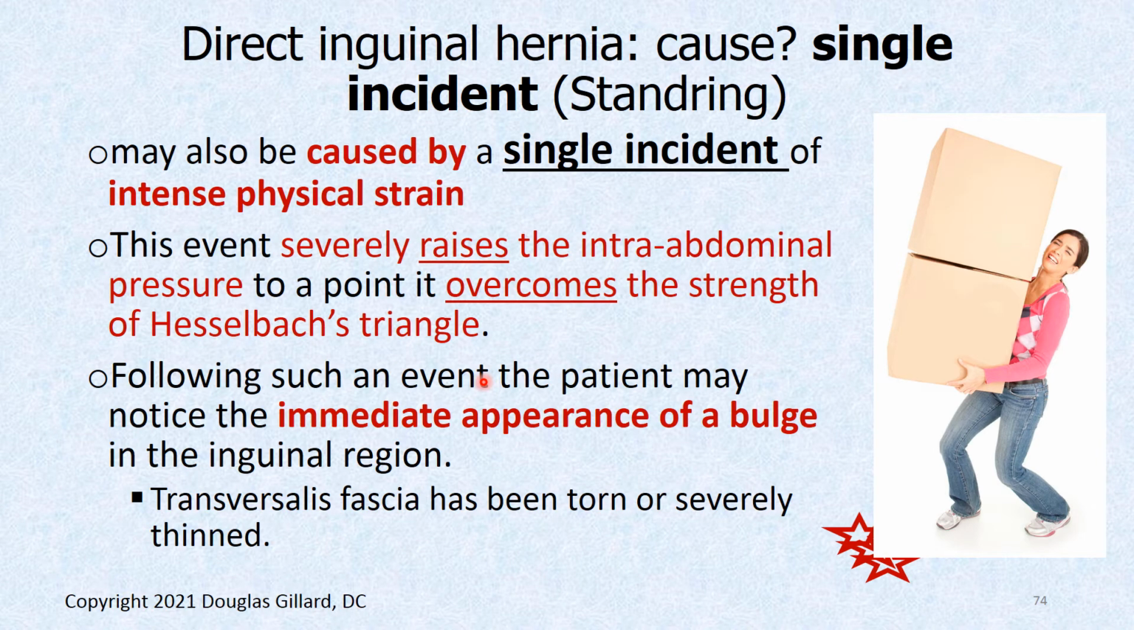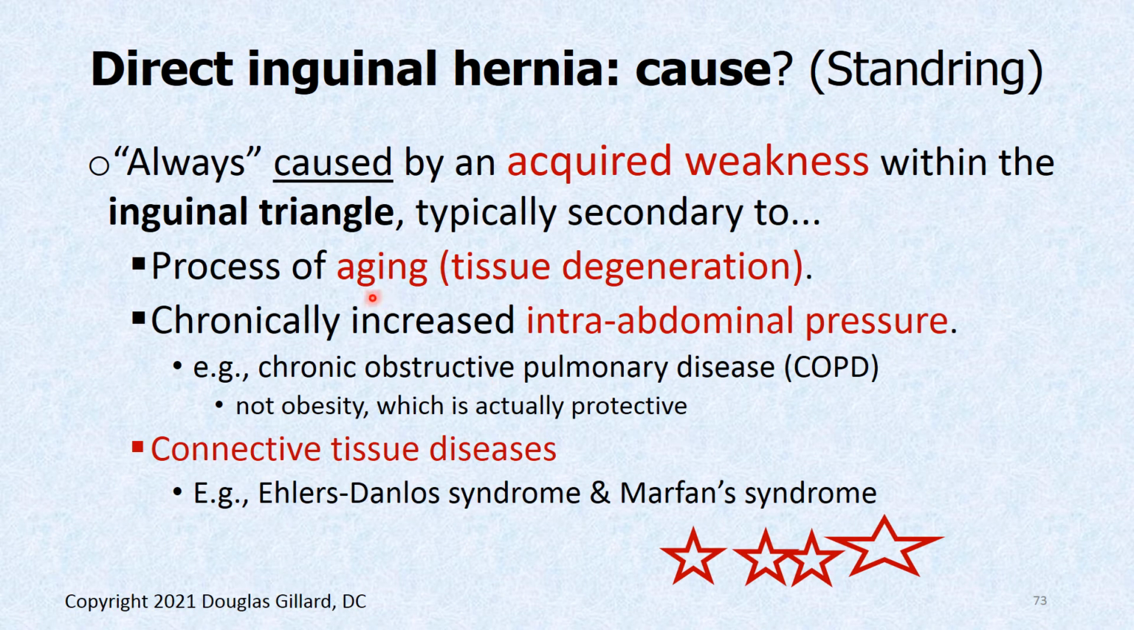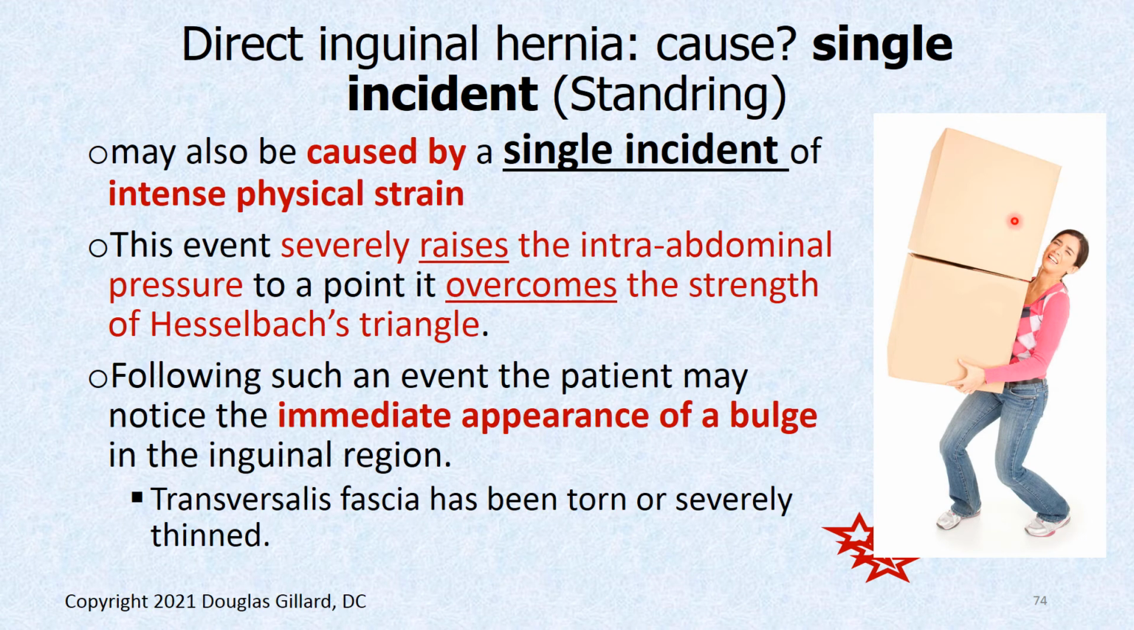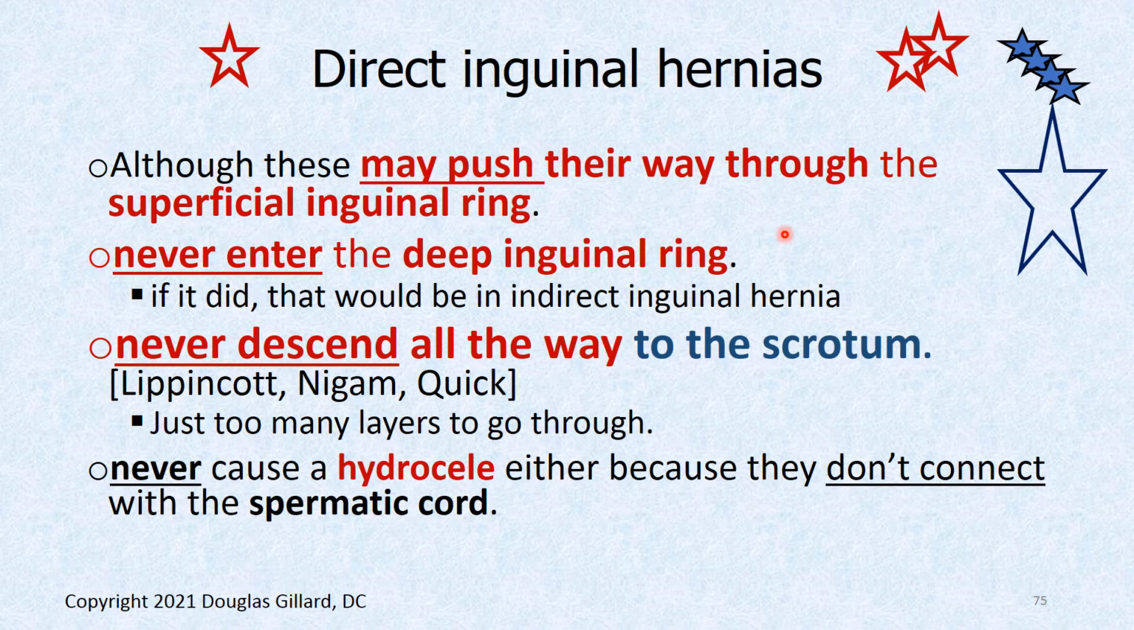You can also get it not over time, but in a single lifting incident. You could have these conditions and not have a hernia, and then you lift something that's way beyond your capabilities, and the huge pressure just overcomes the tissue, and it herniates through Hesselbach's triangle. And as I said, it can push its way through the superficial inguinal ring, but it can't go through the deep inguinal ring. By definition, that's an indirect inguinal hernia, and it never descends all the way to the scrotum.